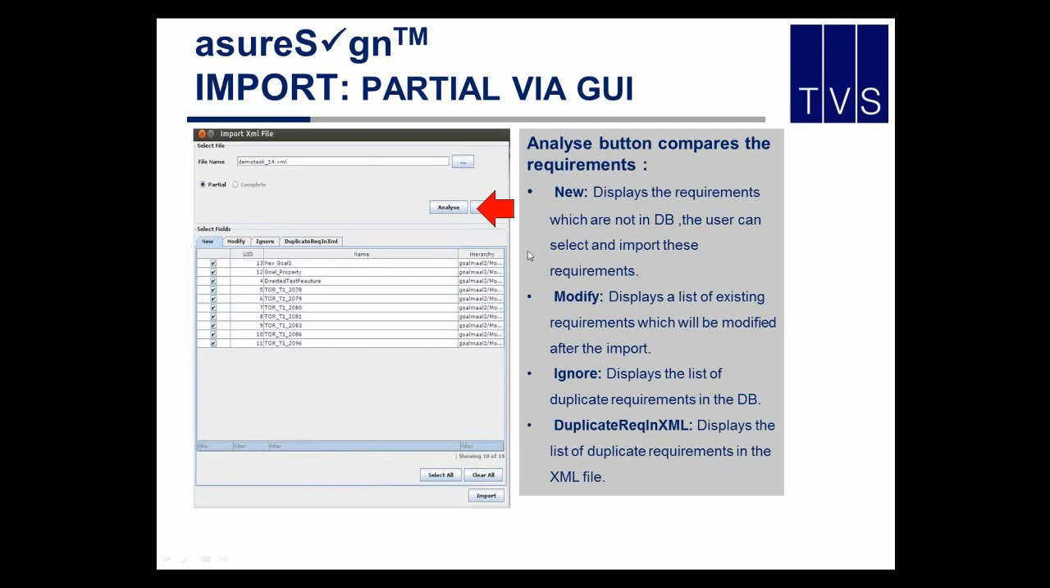New means it will display the requirements which are not in the database, so you can select which of those you want to import. Modify displays a list of existing requirements which are going to be modified after the import, so we know that they're there but they will change. Ignore displays a list of duplicated requirements in the database. You don't want to import ones that are duplicated. And duplicate in requirements in XML is if it's seeing duplicate ones in the import that's coming in.